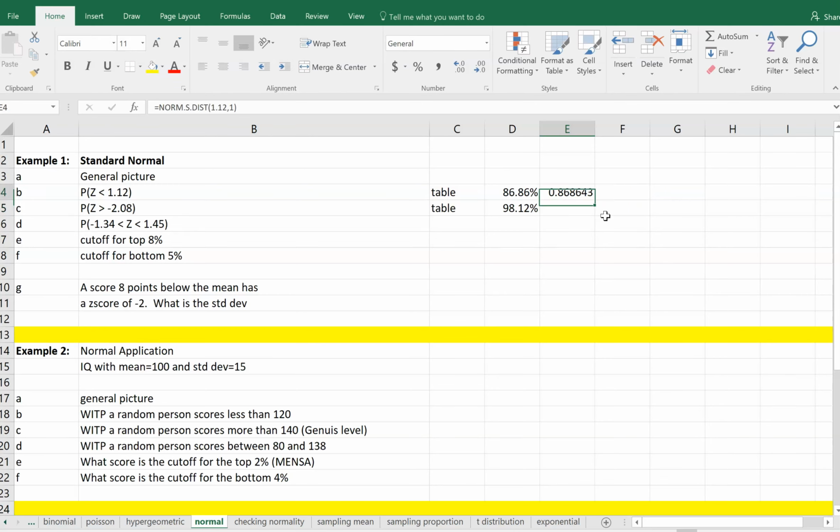In fact, I get more accuracy because Excel is doing it out to as many digits of accuracy as you want, where the table has only done 4 digits. So it depends on how much accuracy you need.